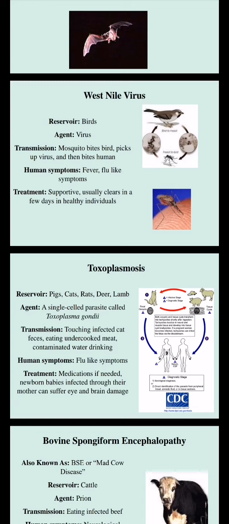The next virus that is being discussed is West Nile virus. Its source is birds. Birds are the source of West Nile virus, and the agent which causes this disease is a virus. And how is this disease transmitted? It is transmitted through mosquito bites. A mosquito bites the bird and picks up the virus and then bites the human.